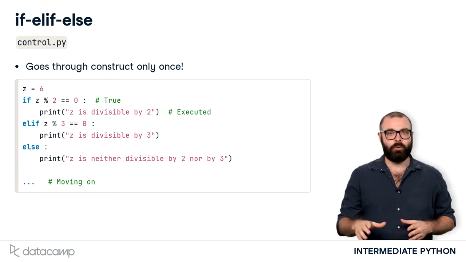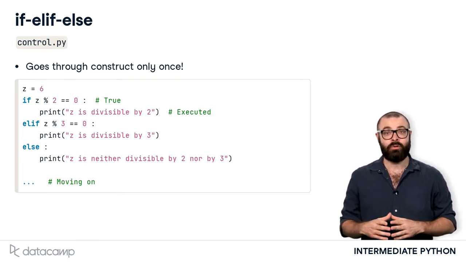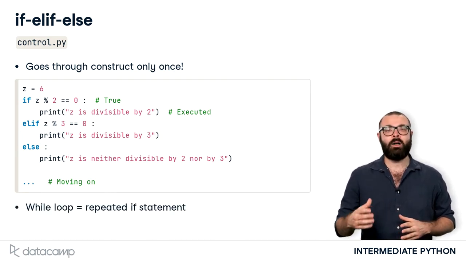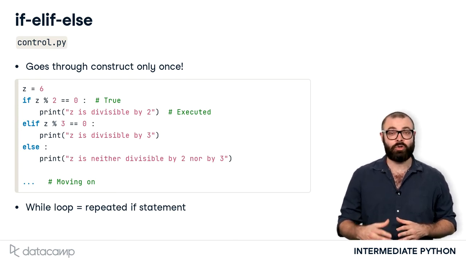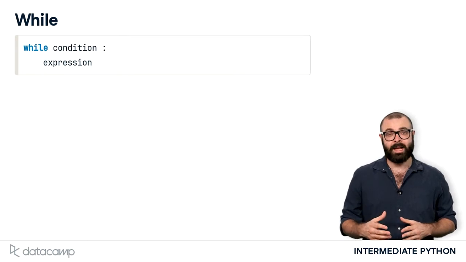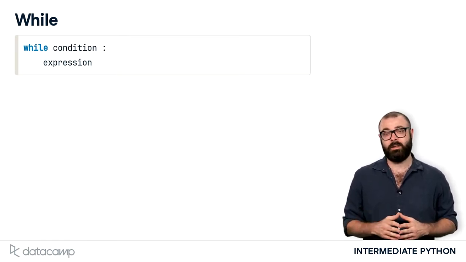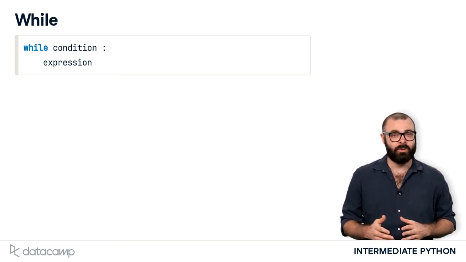The while loop is somewhat similar to an if statement. It executes the code inside if the condition is true. However, as opposed to the if statement, the while loop will continue to execute this code over and over again as long as the condition is true. The syntax of a while loop is very similar to the if statement, as you can see here. The while loop is not that common, but in some cases it can be very useful.